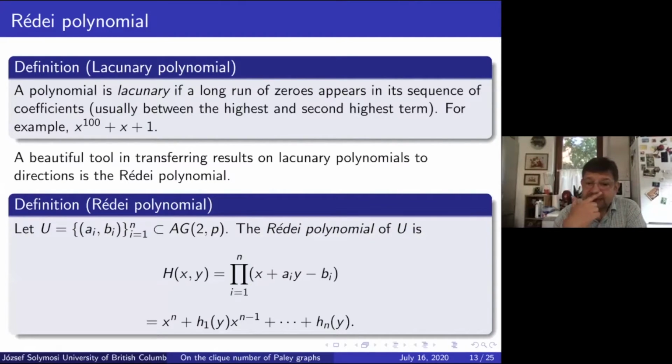And so let's see, what is the Rédei polynomial? You have a point set that will define this polynomial. You have a point set, so (a_i, b_i) pairs in the plane. And you have this polynomial H(x,y) equals the product, for every point, there are n points, of (x plus a_i times y minus b_i). Now, this is a very interesting polynomial. This polynomial will really tell you the algebraic property whether a direction is defined or not. So how?